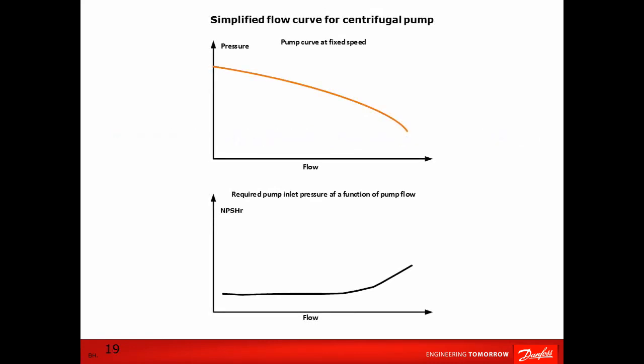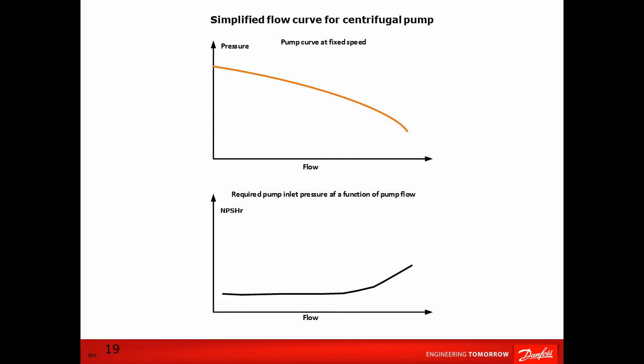Now that we have described some of the tank design parameters that may cause gas bubbles, it is time to learn a bit more about the operation of the centrifugal pump. A centrifugal pump is typically used as feed pump for the high-pressure pump. The top graph illustrates a flow curve. It shows the relation between flow demand and pump outlet pressure for a centrifugal pump at fixed speed.